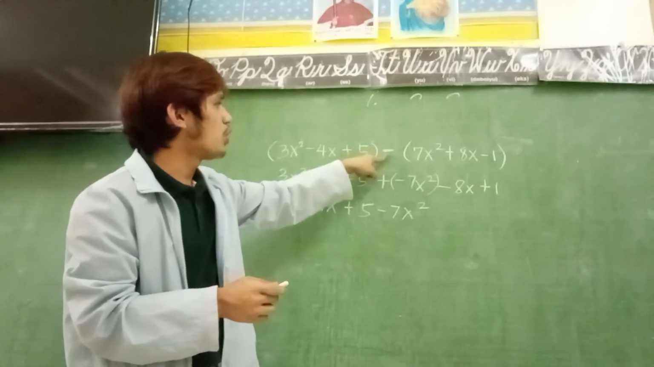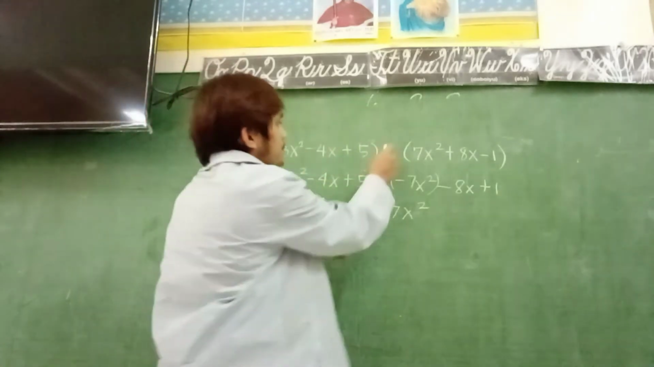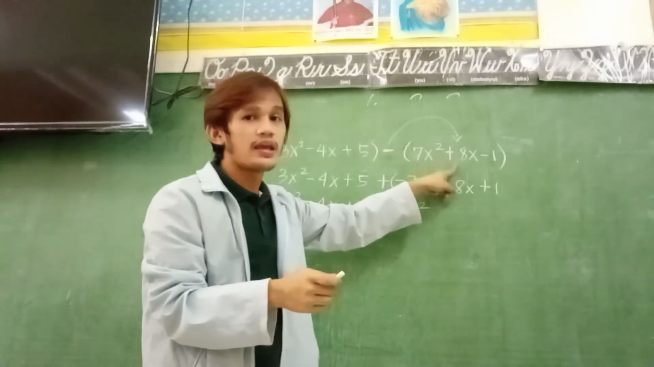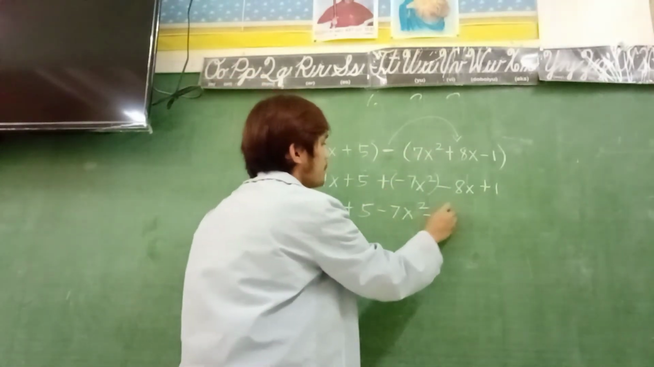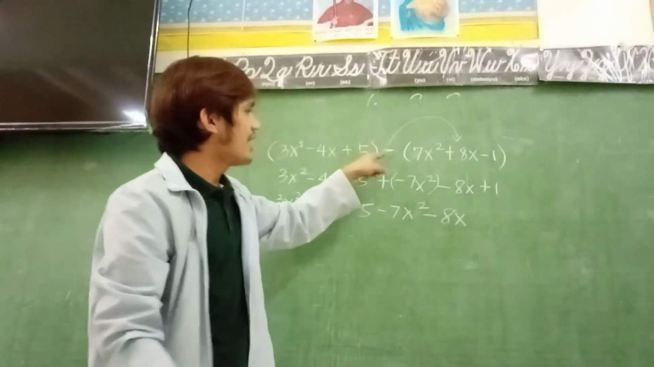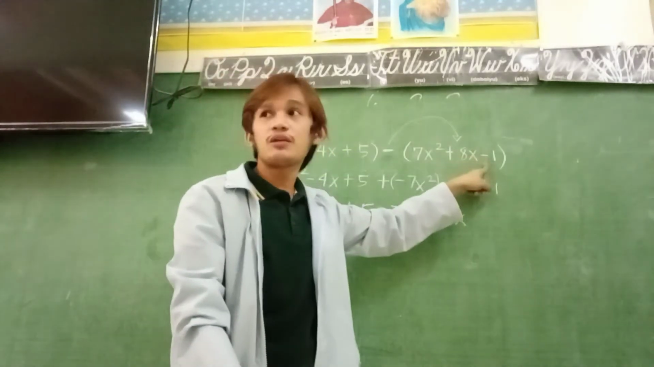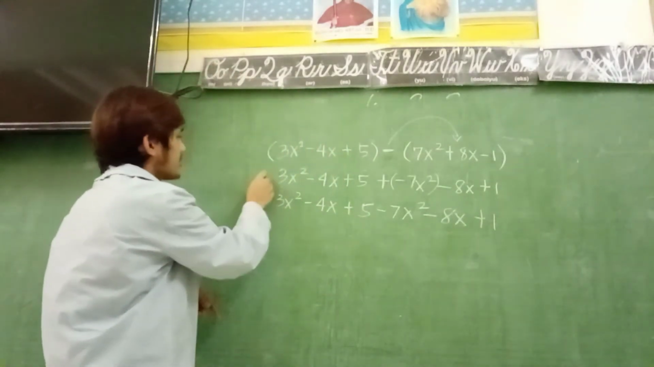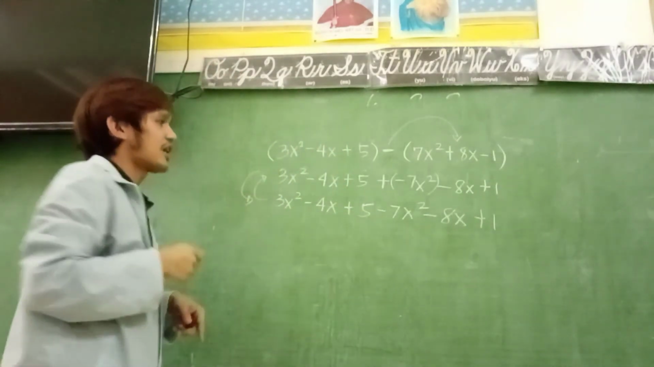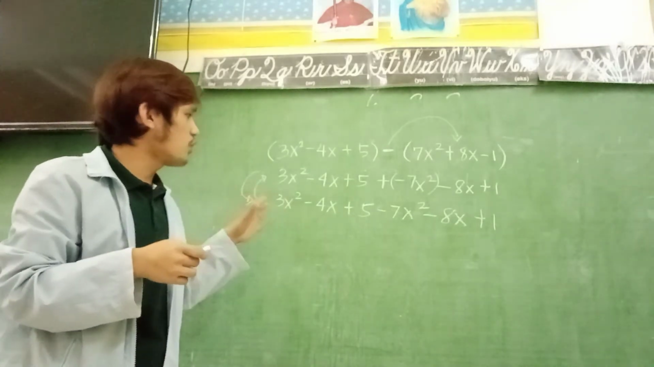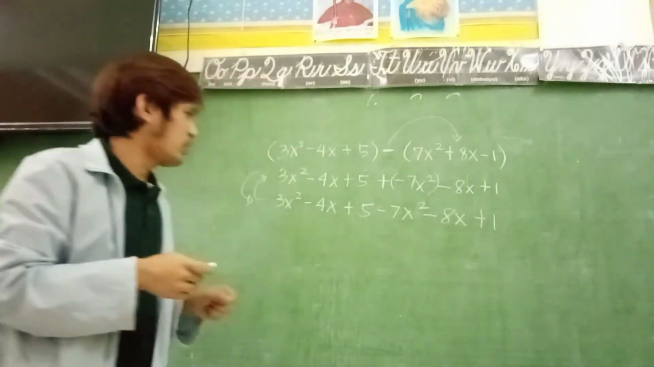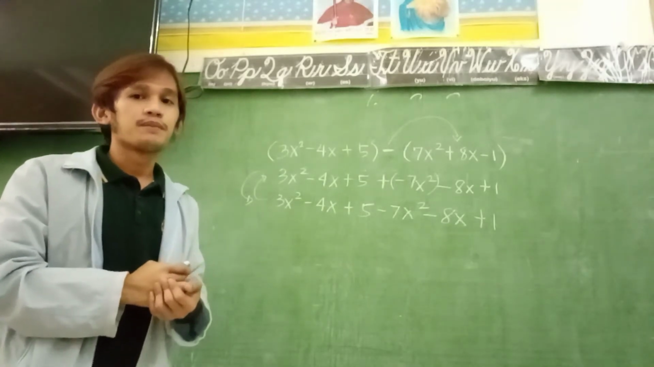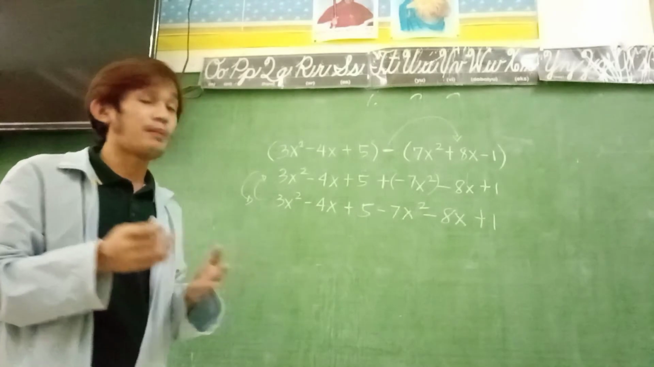So, negative times positive 8x, that will become negative 8x. And lastly, negative times negative 1, that will become positive 1. So, kung mapapansin mo, they are just the same. Parehas lang po sila ng sagot. Okay? So, now, if you have this now, ang gagawin nyo na is, just like doon sa addition, you are now going to combine yung like terms. Pagsabahin ninyo yung mga like terms.